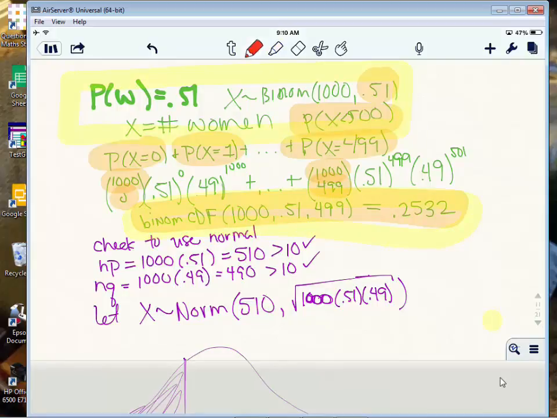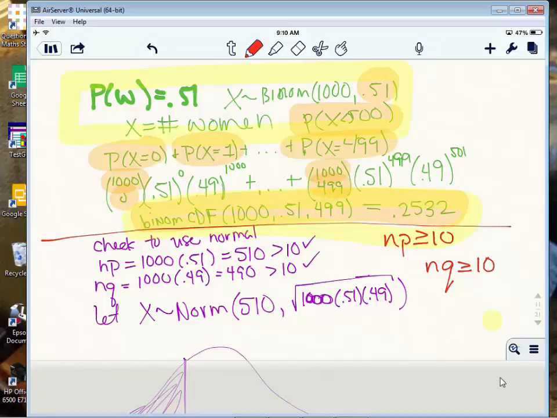We need to check to see if it could be normal. So we need to check the NP is greater than or equal to 10, and also the NQ is greater than or equal to 10. It's called the success failure condition. Probability of success, probability of failure. Well, if I did the NP, that's greater than 10, and Q is greater than 10.